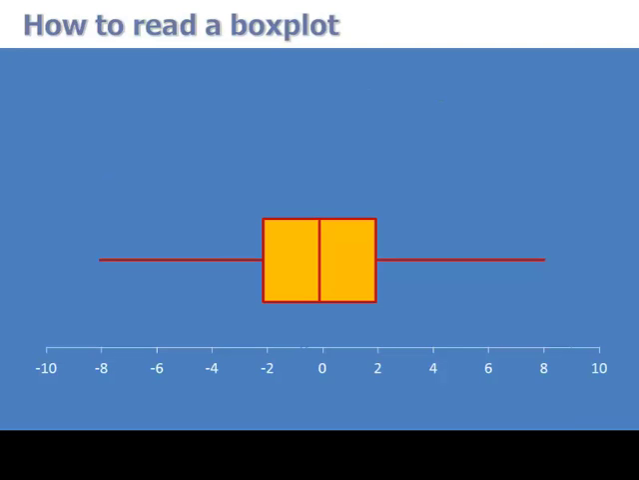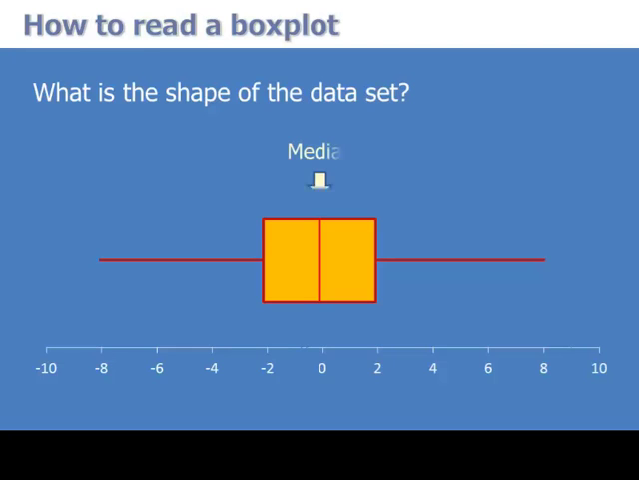And finally, box plots provide information about the shape of the dataset. In this example, the median is in the center of the box, and the left side of the median is roughly a mirror image of the right side. So we would say that this dataset is symmetric.